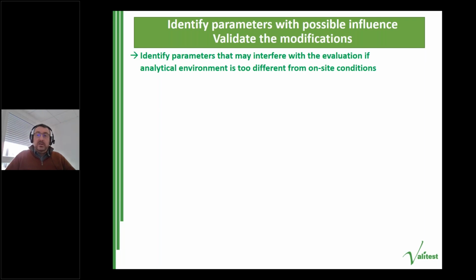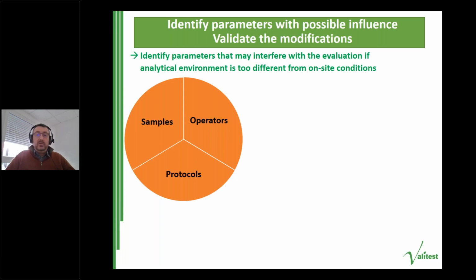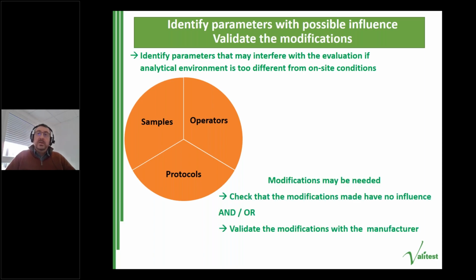Then you should identify the different parameters if the conditions are too different from on-site conditions. And you have to consider protocols, samples, and operators as a possible source of deviation. In some cases, you may need to modify something, for example, modify the protocol, and so you will have to check that the modifications made have no influence and/or validate the modification with the manufacturer.